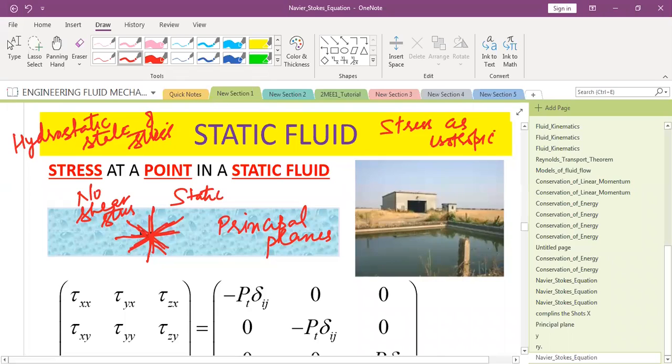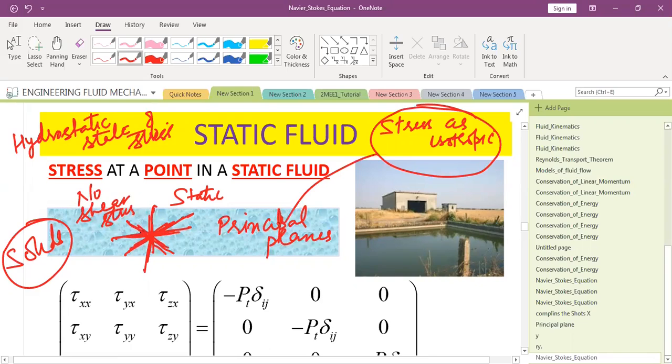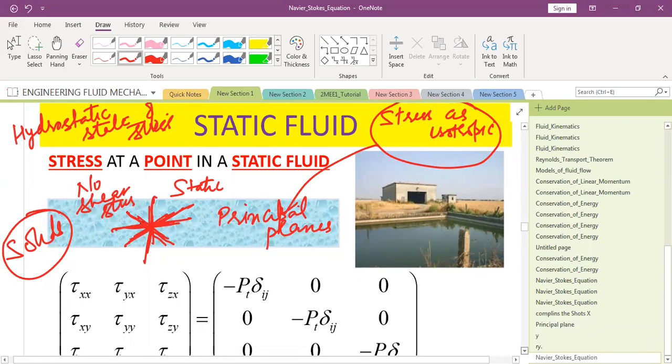That is, it is independent of the orientation of the plane we choose through that point. So this is a very special case. You will never find such a case in case of solids. You will always find such a case in case of fluids at rest. Is that clear? Any doubts to anyone?